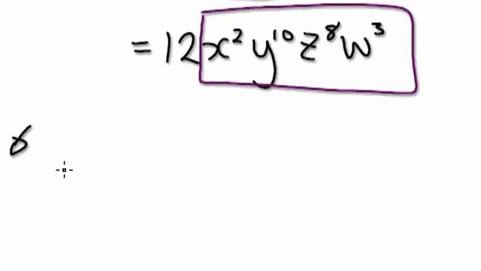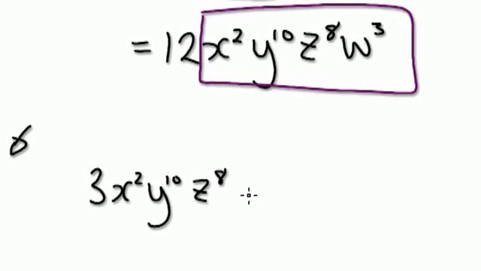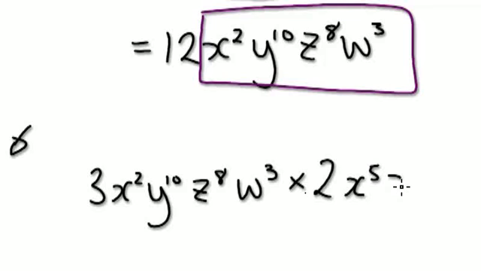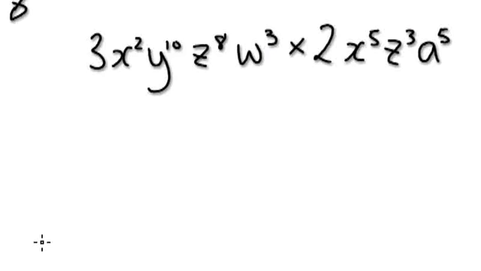Okay. So my next question is, let's say 3x squared, y to the 10, z to the 8, w to the power of 3, times 2x to the power of 5, z to the power of 3, and let's say a to the power of 5. Okay, so yeah, press pause and have a go.